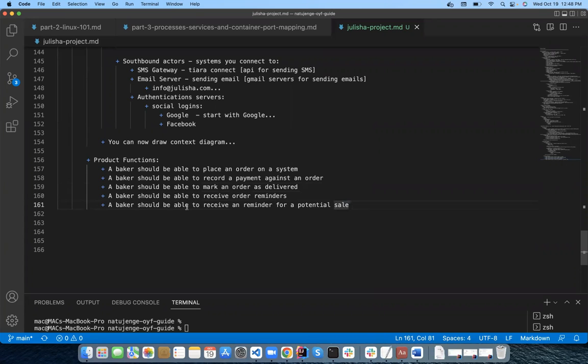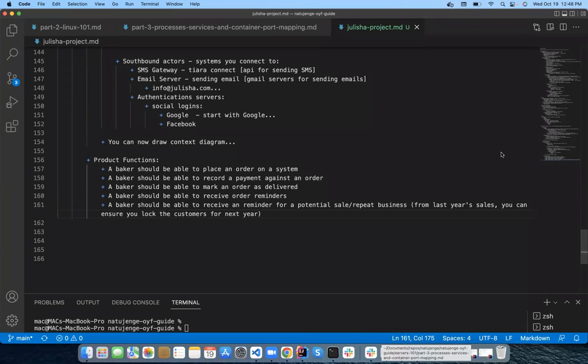And then the other thing, a baker should be able to receive a reminder for a potential sale. This is repeat business, potential repeat business. Yeah, from last year's sales, you can ensure that you lock the customers for next year. Now, this is what my brother Kinodia was talking about, that we need to take care of. Is it Kinodia? Almost, yes. Yeah. So you need to frame that in this.